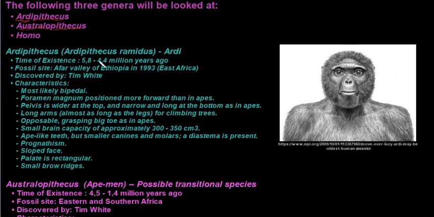So Ardipithecus, and then the specific one here, Ardipithecus ramidus. Here we can break down this word, rami, and that actually means root. So the ground ape root, if you want to call it that. They've actually nicknamed this guy over here. This is what Ardipithecus ramidus looked like, and they've nicknamed him Ardi. The time of existence here is 5.8 to 4.4 million years ago, and it was found in Ethiopia in 1993. So that's East Africa, and it was discovered by Tim White.